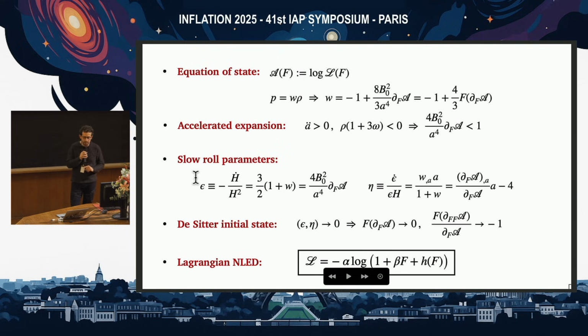It's a very simple one. It's a logarithmic form, where basically you have 2 degrees of freedom in this Lagrangian. The beta is the nonlinear coupling, so it tells you the intensity of the coupling between gravity and the electromagnetic field. And you have a free function, which tells you how you go after inflation to your standard Maxwell limit. But apart from these 2 degrees of freedom, everything is given.